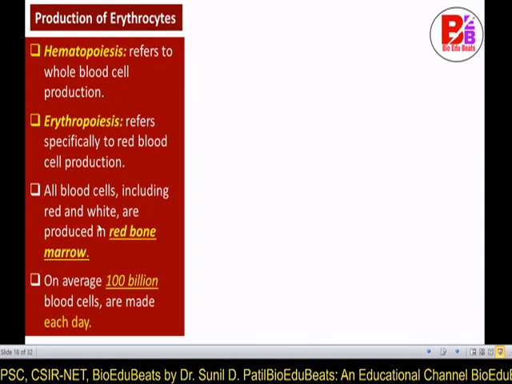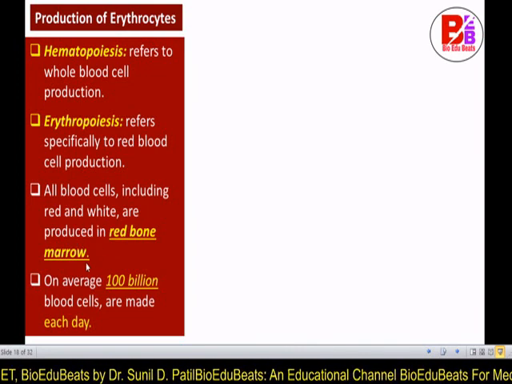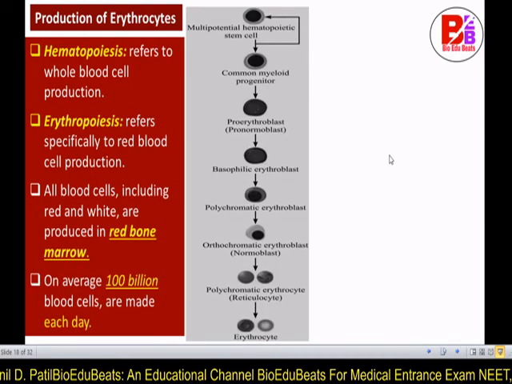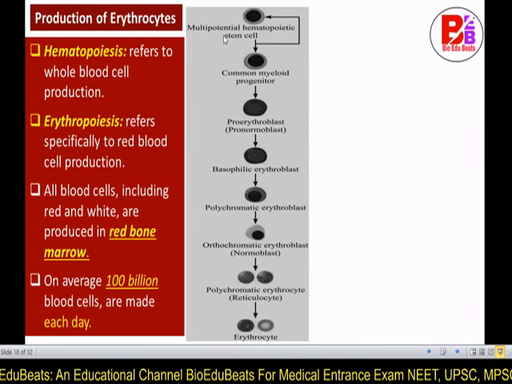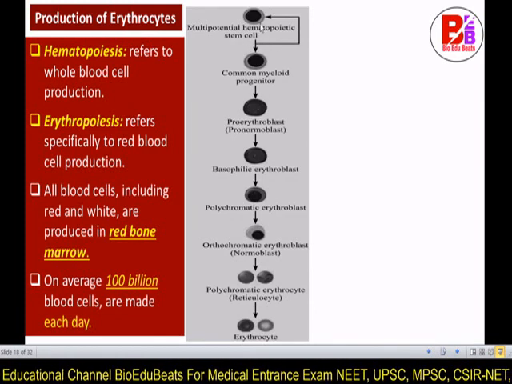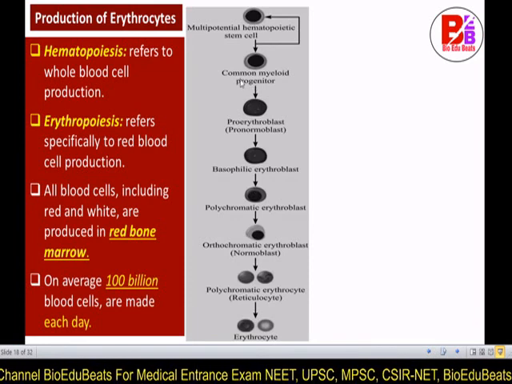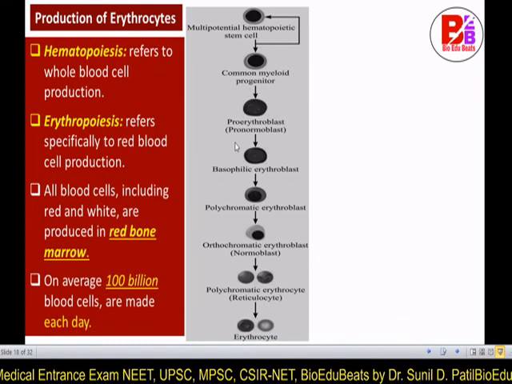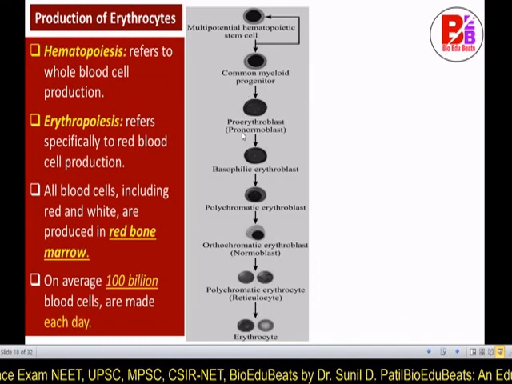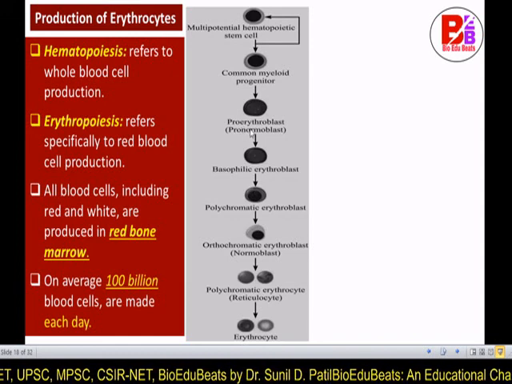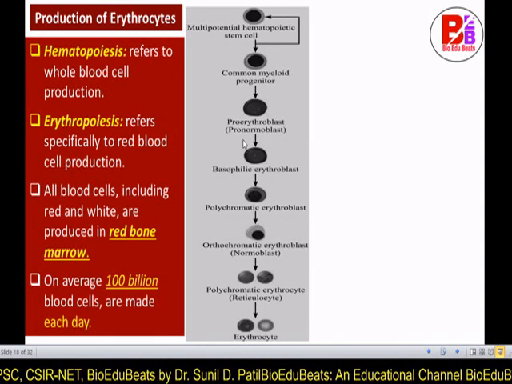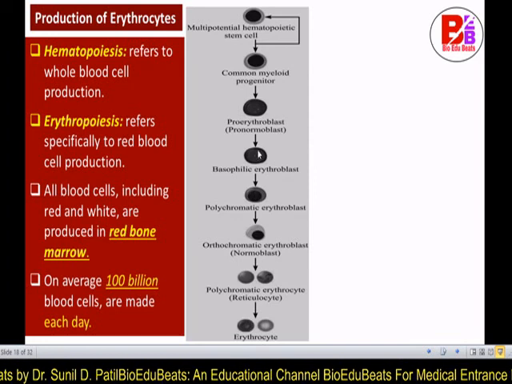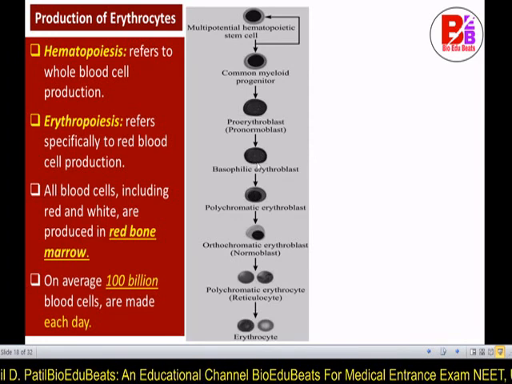All blood cells including red and white are produced in red bone marrow. On average 100 billion blood cells are made each day. Multipotential hemopoietic stem cells are present in red bone marrow. They transform into common myeloid progenitor. Then they transform into proerythroblast. Their size decreases consecutively and their nucleus becomes dense.